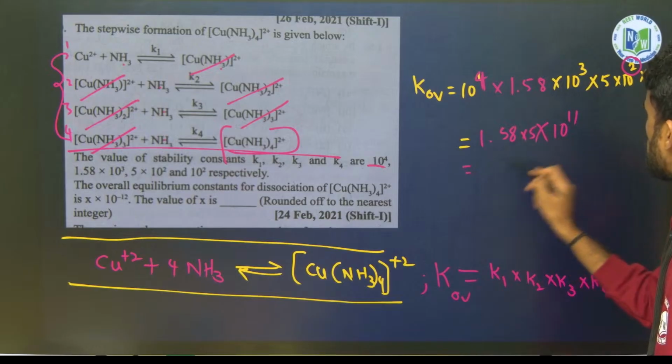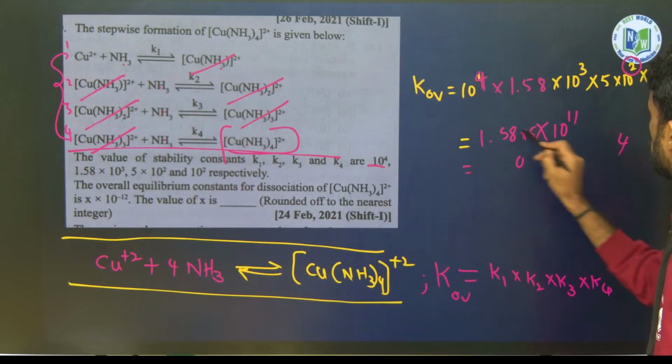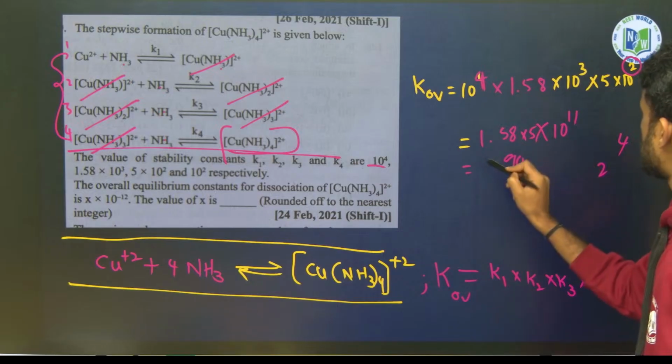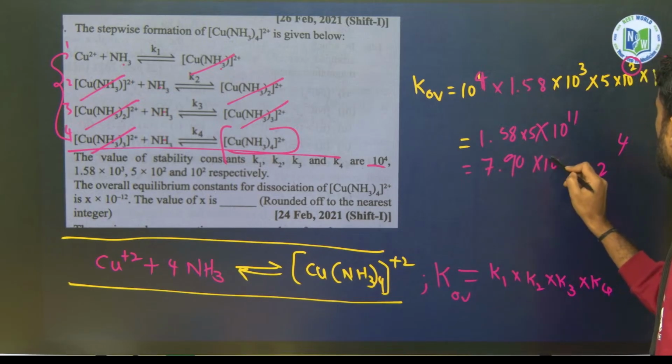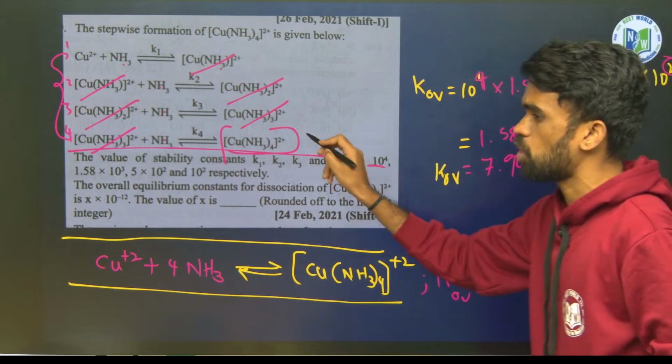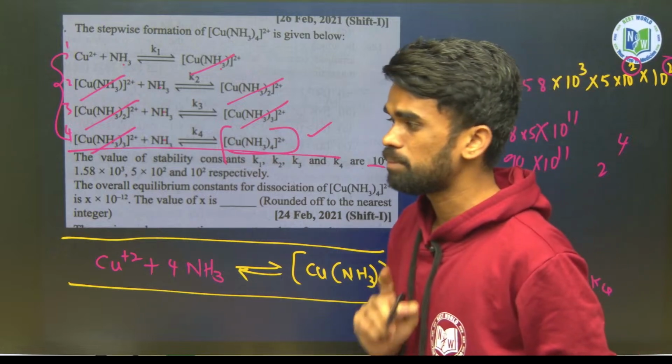So from this what we will get? 0.4, 25, 9, into 7, 7.9 into 10^11 we got here. So this is K overall for formation of the complex, right now this is for formation of the complex.